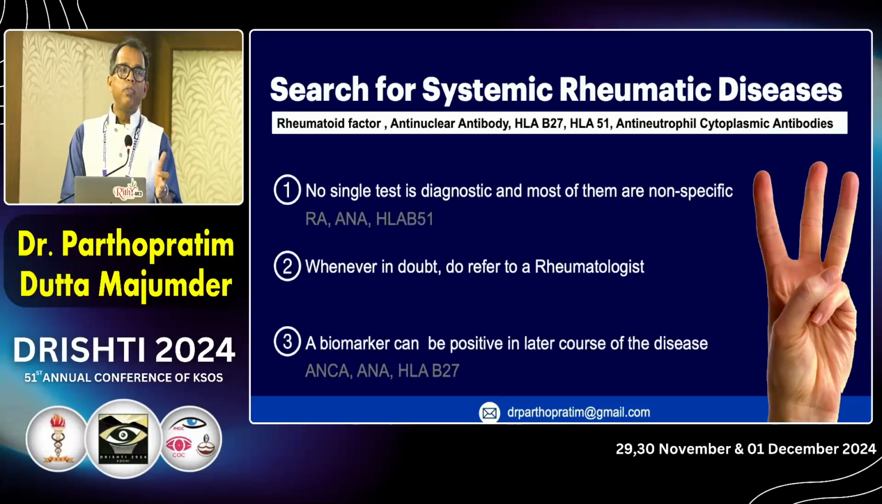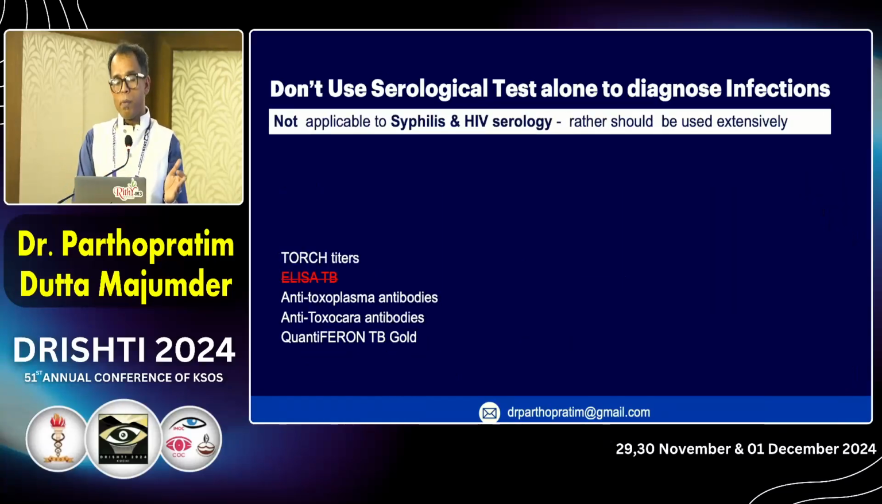And sometimes you have to remember, a biomarker which is negative now can be positive in a later part of the disease. A patient has come with fibrinous anterior uveitis, you have done an HLA-B27 and it is negative, but if you do the test maybe after 3 to 4 years, it can become positive also. Those things you have to keep in mind.